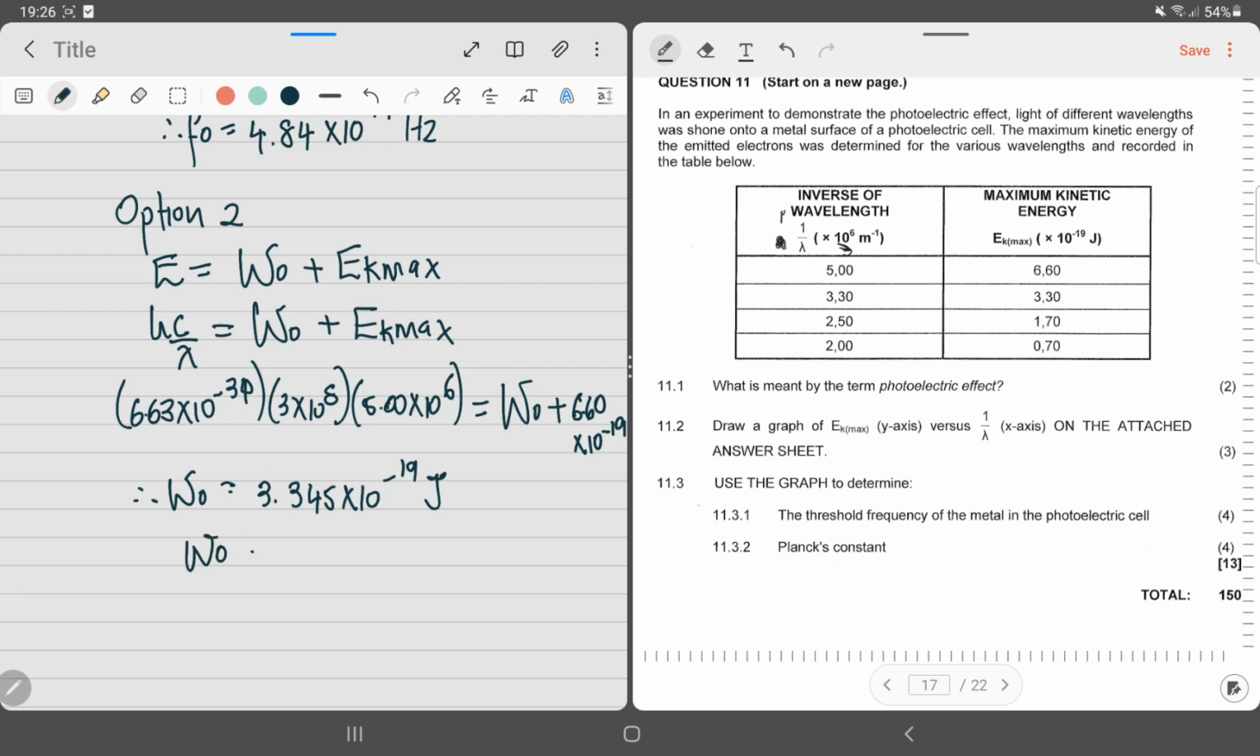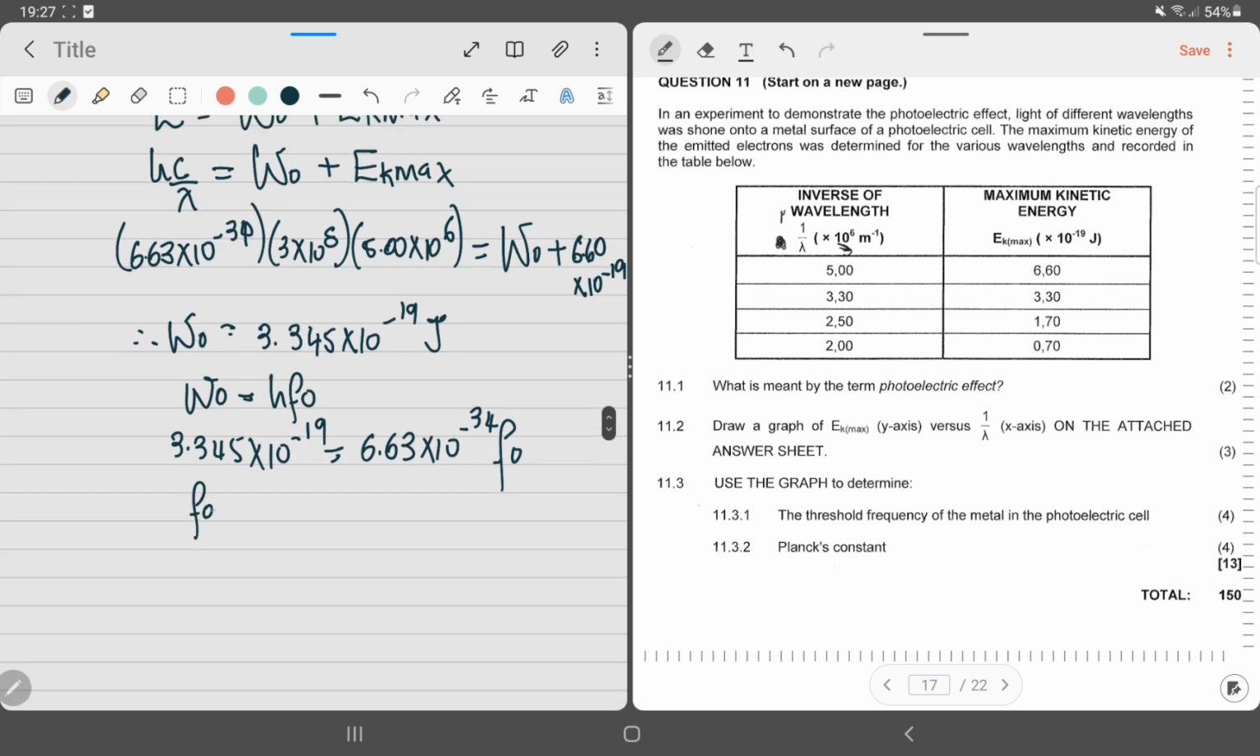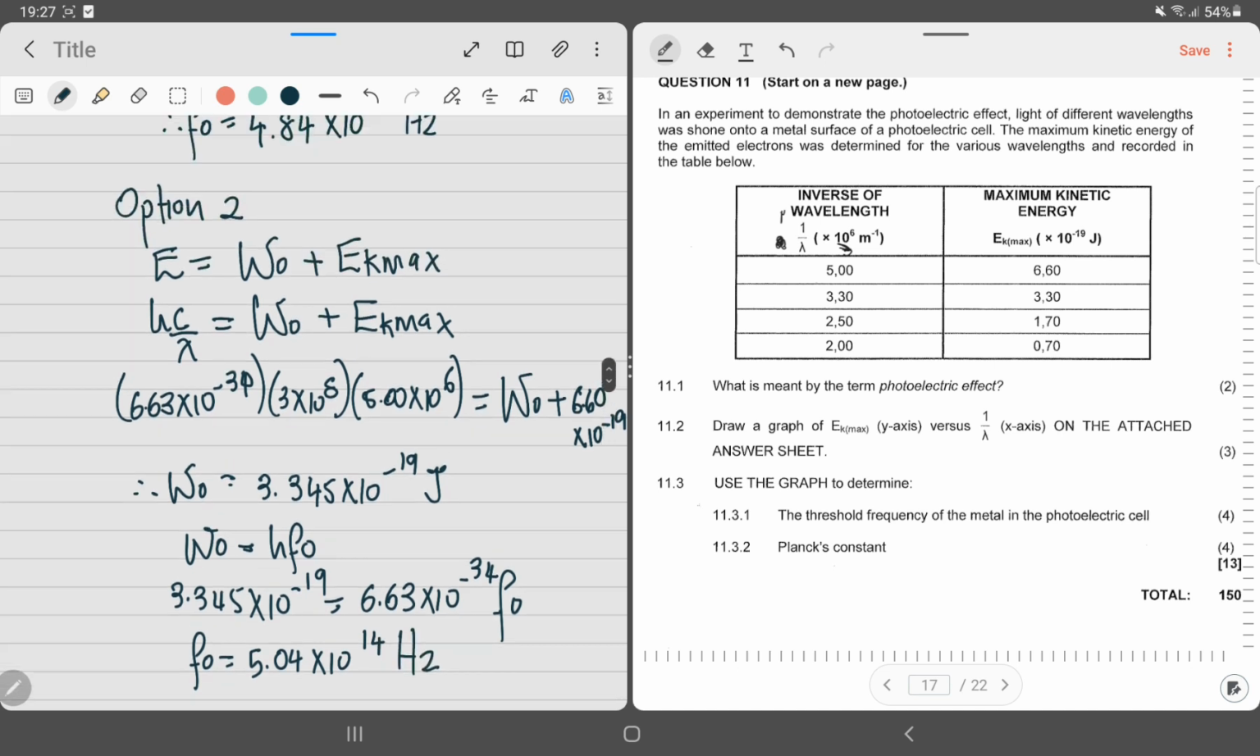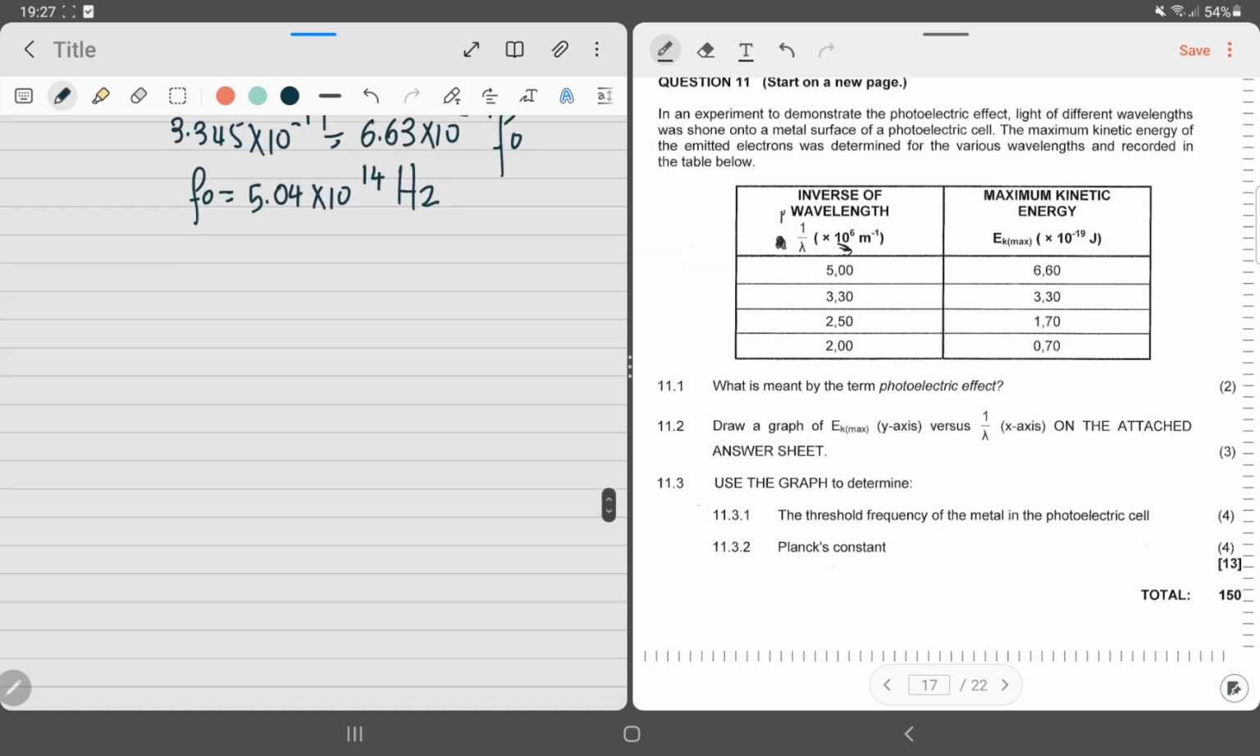But we know that W0 should be equal to hf0. So this is 3.345 times 10 negative 19, 6.63 times 10 negative 34 h, which is f0. f0 should be equal to 3.345 times 10 negative 19 over 6.63 times 10 negative 34. So I'm getting 5.04 times 10 to the exponent of 14 hertz. These are the two methods that you can use.